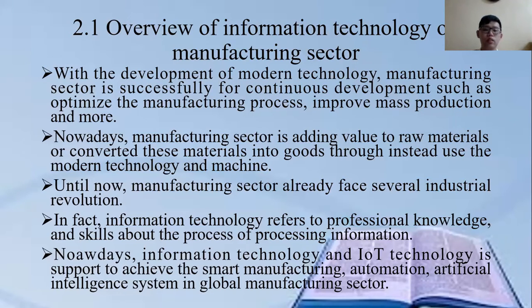Similarly, mass production in the metabolic sector also requires more information. So, information technology and IoT technology can support the goal of intelligent regulation, such as smart manufacturing, automation, artificial intelligence systems, smart factories in the copper production sector, and more.